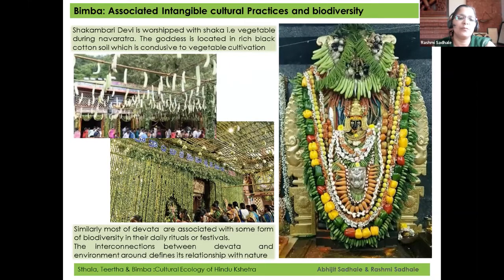Similarly, Shakambari or Banashankar is associated with a sky full of branches. Sitting in a forest, she is worshipped by offering lots of vegetables, which are harvested from the surrounding fertile land and offered during the celebration of Navratri. So this way, the biodiversity of the ecosystem is learned and practiced during the rituals of the particular deities.